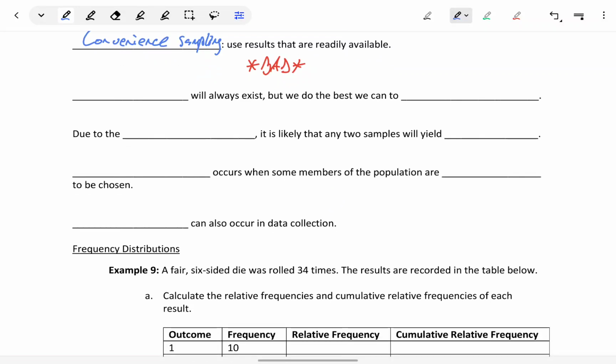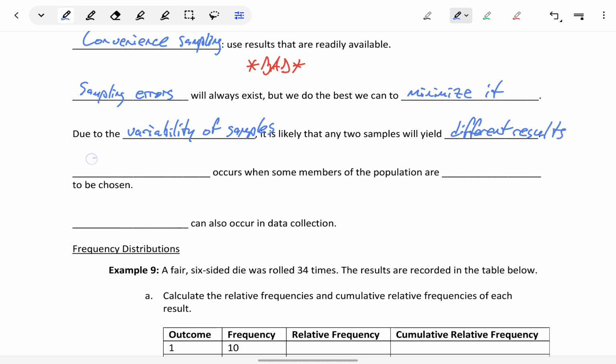When we engage in sampling, sampling errors will always exist. That's unfortunate but true. So what statisticians do is everything they can to minimize that. Due to the variability of samples, it's likely that any two samples could yield different results. That's one idea we need to keep in mind with random sampling.